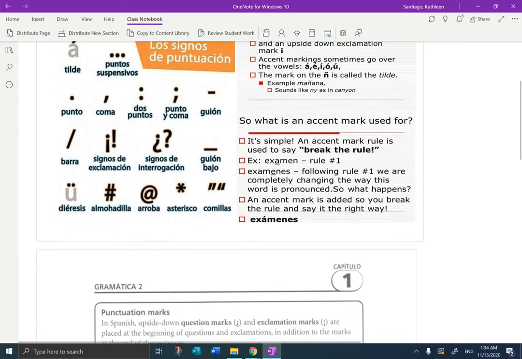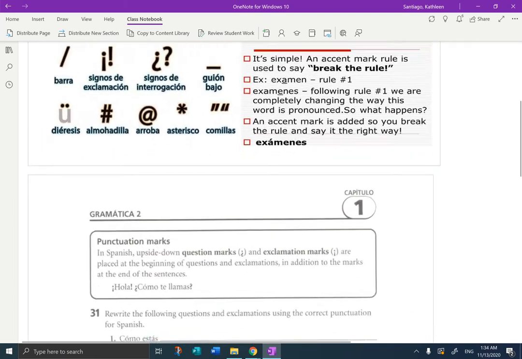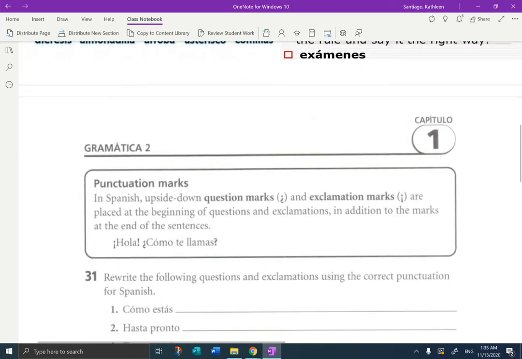Okay, so for this page, accent marks, this is from our textbook. These are the workbook pages. It says for punctuation marks, in Spanish, upside down question marks and exclamation marks are placed at the beginning of questions and exclamations, in addition to the marks at the end of the sentence. Example, ¡Hola, ¿cómo te llamas? Hello, what's your name? Hola is like an exclamation, so you need the upside down exclamation. ¿Cómo te llamas? is the question, what's your name? So I want you to complete 31.